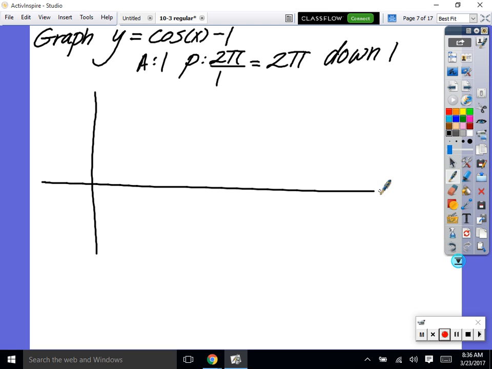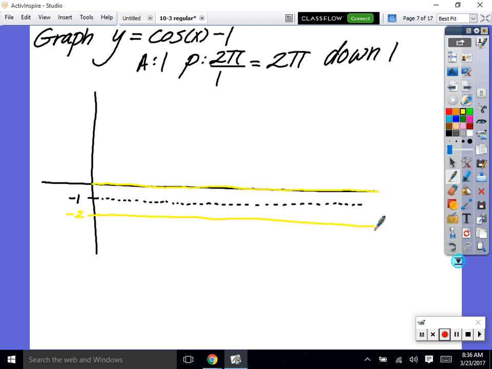So now we're shifting down 1. So there's my new x-axis, negative 1. I like to draw in, once again, my dotted line. Then my amplitude is 1. So I'm going to highlight so I know where it's bouncing between. Amplitude is 1, so we'll be at 0, and then down here at negative 2. And then there was no shift left or right, so my x-axis is still the same.